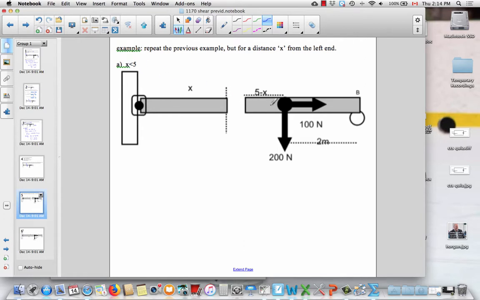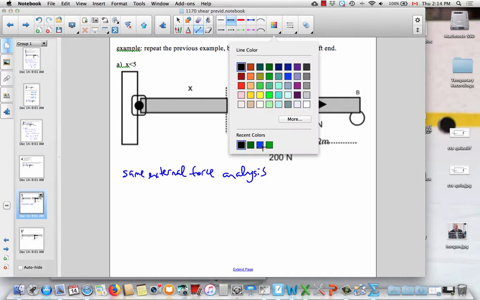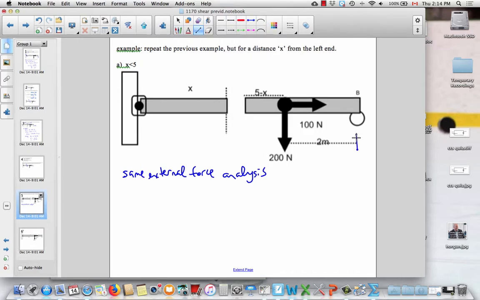First of all, for x less than 5, so we're this side of this point applied force. At this point, first of all, the external force analysis is the same as before. So we know, for instance, what the forces at the points A and B are. Let's just quickly put those in. So there's an upwards force here, there's a force to the left here, upwards force there.